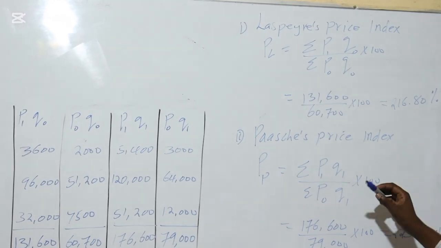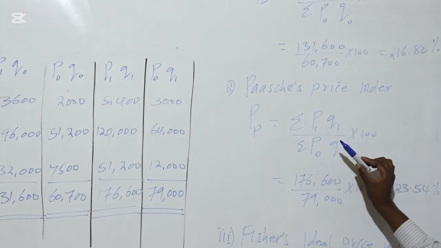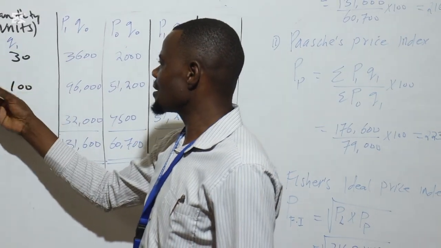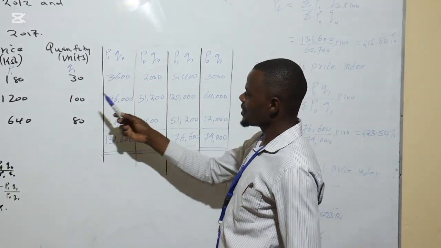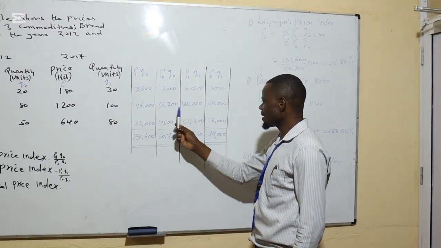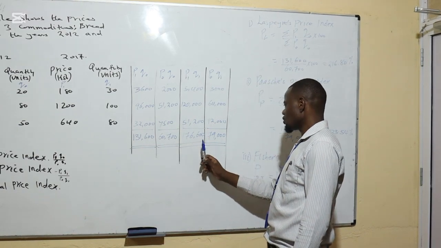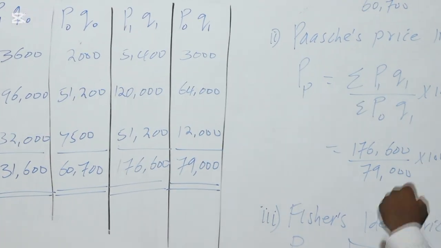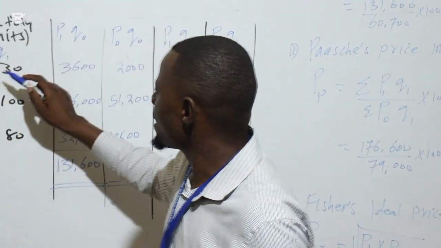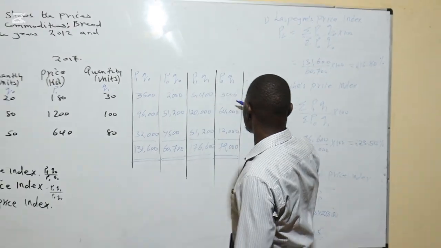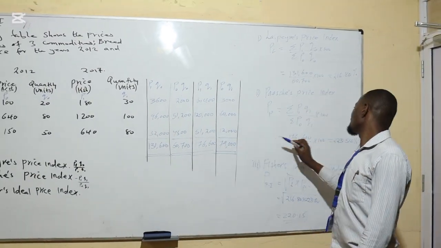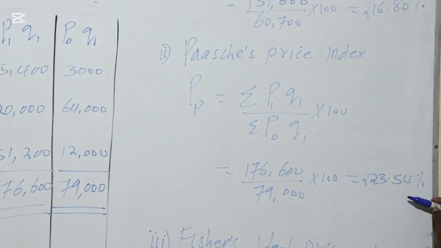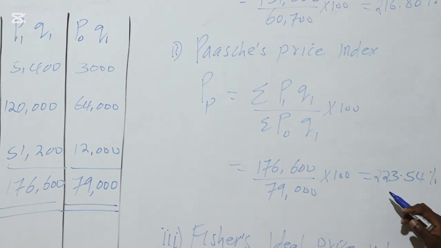The Paasche price index is just looking at P1 Q1 over P0 Q1. P1 Q1, now you will be out here. Price at the current year, quantity at the current year. 180 times 30, 5,400, 1,200, 12,000, 640 times 85, totaling to 176,600. And P0 Q1. P0 is here, Q1 is here. Multiply 100 times 30. So you multiply them, you get the summation here. You plug in the formula, you'll find it 223.54.